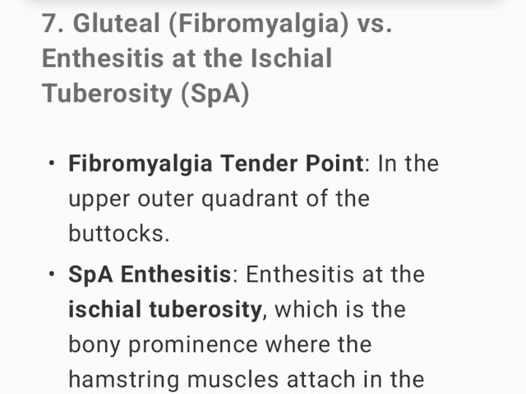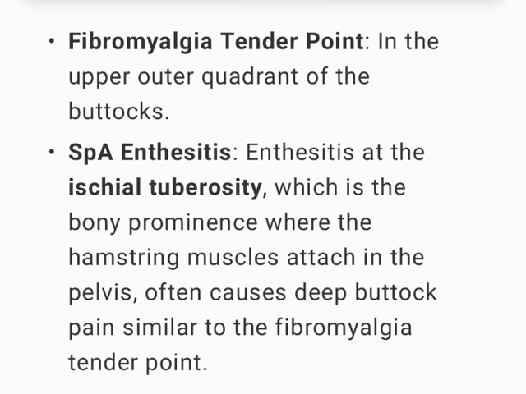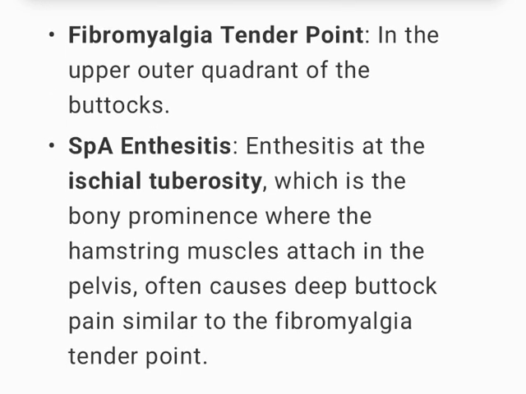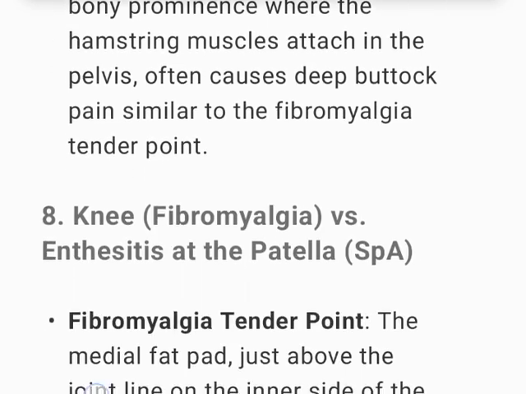7. Gluteal, fibromyalgia versus enthesitis at the ischial tuberosity. Fibromyalgia tender point, in the upper outer quadrant of the buttocks. SpA enthesitis at the ischial tuberosity, which is the bony prominence where the hamstring muscles attach in the pelvis, often causes deep buttock pain similar to the fibromyalgia tender point.